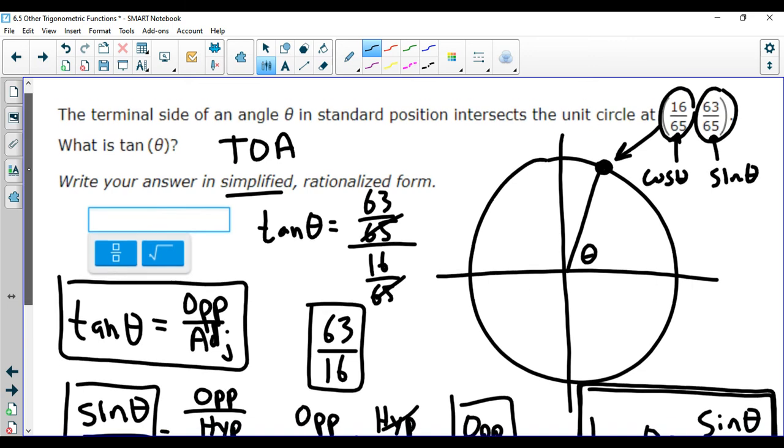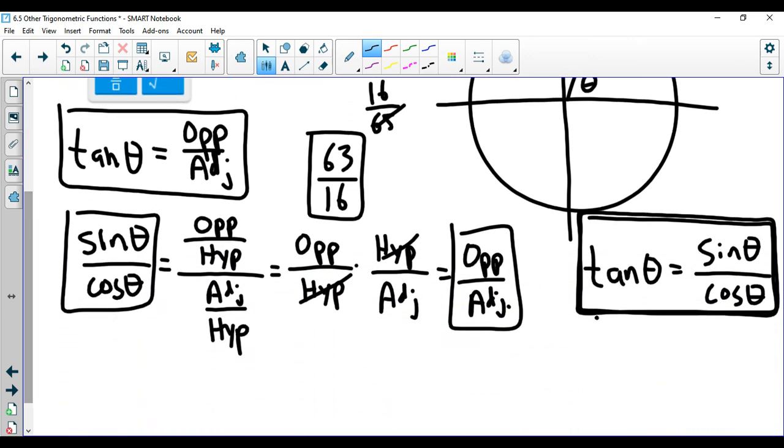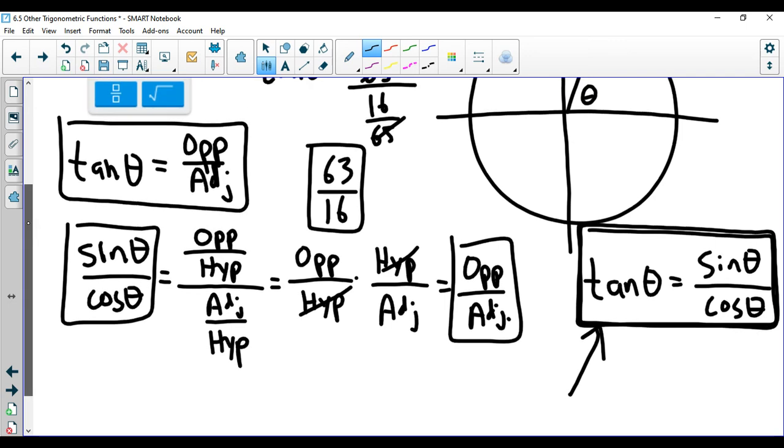So, a nice little trick there in using this new identity. It's a good one to write down in a notebook and have for further use. It can come up quite often that tangent of an angle is the same as sine of the angle divided by cosine of the angle.